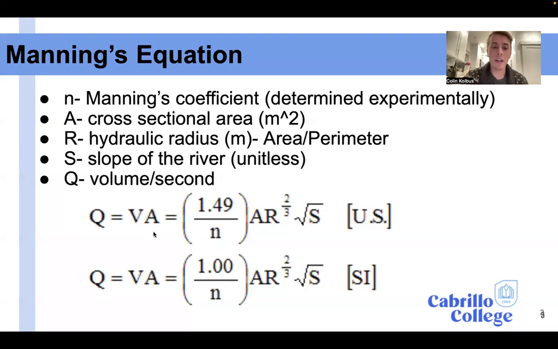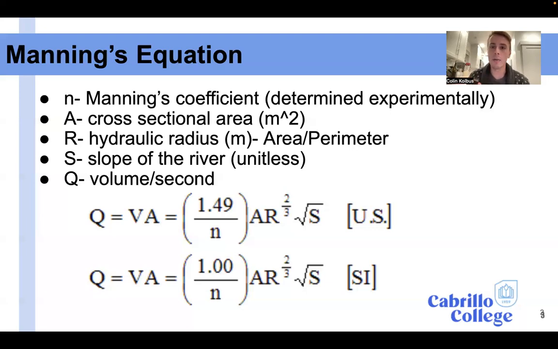Here we have Q equals VA equals 1 over n, or 1.49 over n, times A times R to the 2/3 power times S to the 1/2 power, or the square root of S. So you'll see S to the 1/2, or you'll see the square root of S. They mean the same thing.